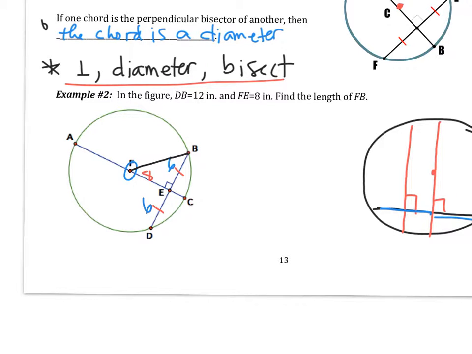Pythagorean theorem. We're going to make this our C. 6 squared plus 8 squared equals C squared. See what you can do. It should work out perfectly.